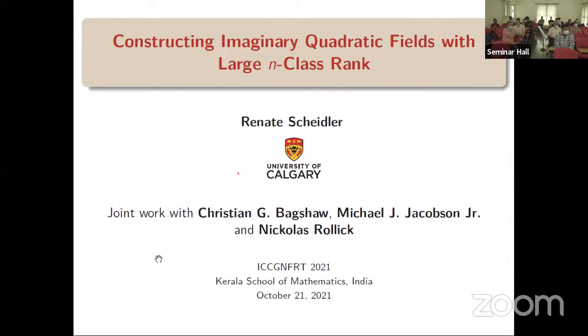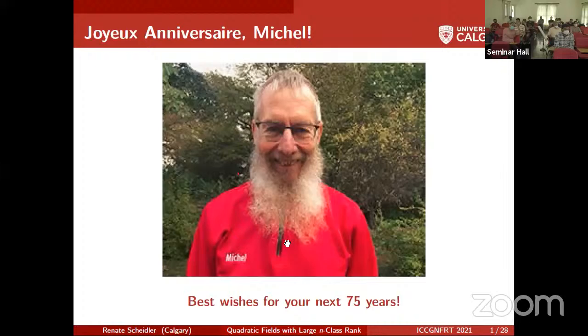So the title of this work is Constructing Imaginary Quadratic Fields with Large N-Class Rank. I think the first thing I'd like to do is explain some of the notation and terminology in this title.